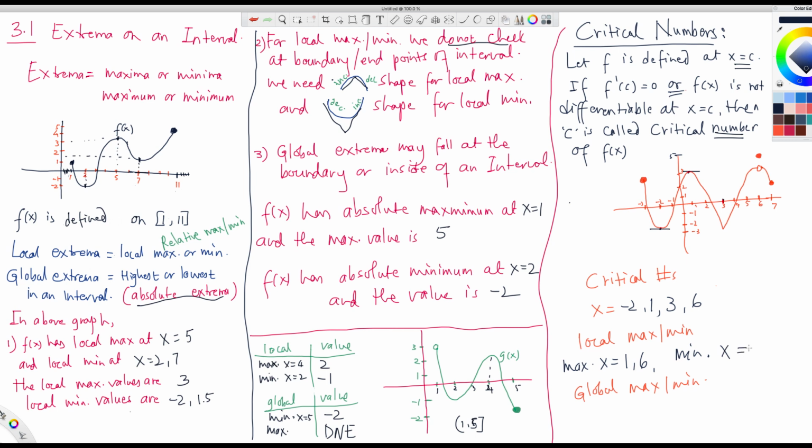And the local min will be x equals -2 because at -2 it is the lowest height, and at 3 it is the lowest height, right? Okay, and how about the global max and global min?